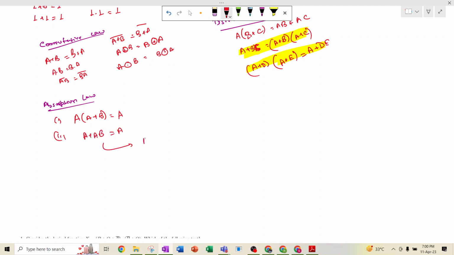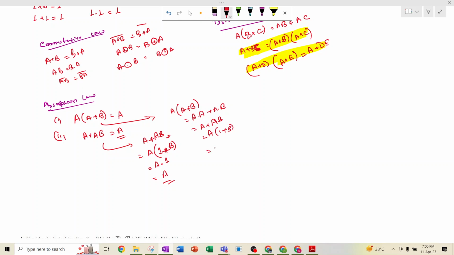How does it come? If there is A plus AB, we can take A common and get A(1 plus B). As we always know that 1 plus something will result in 1, A multiplied with 1 results in A. Similarly, if we expand A into (A plus B), that means A into A plus A into B, that is A plus AB, and taking A common, 1 plus B gives 1, so A multiplied with 1 results in A. These things are known as the absorption law.